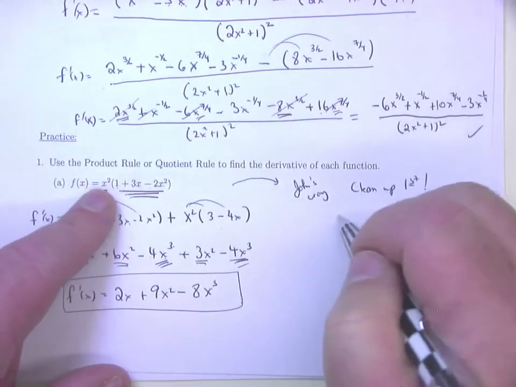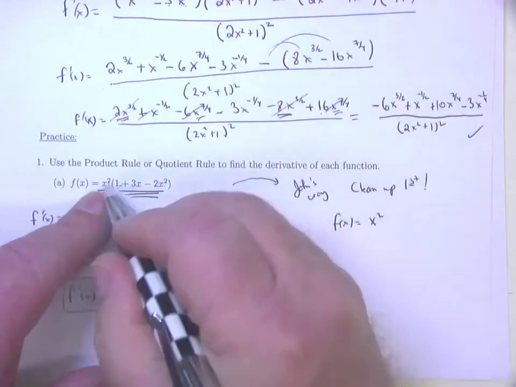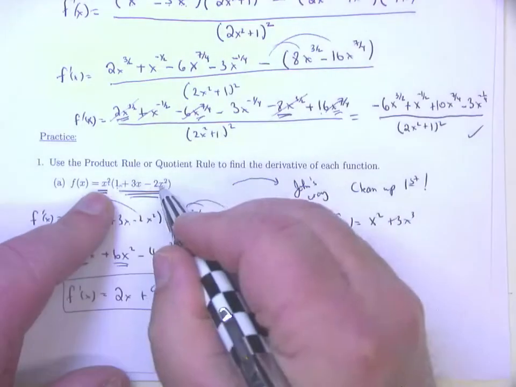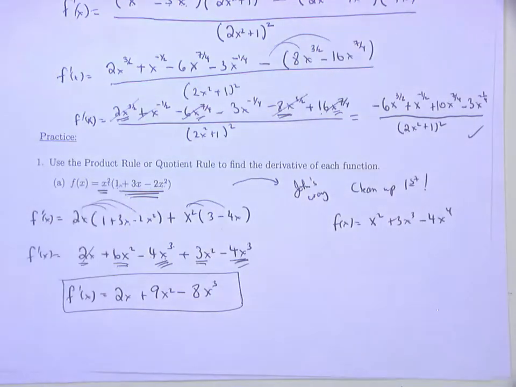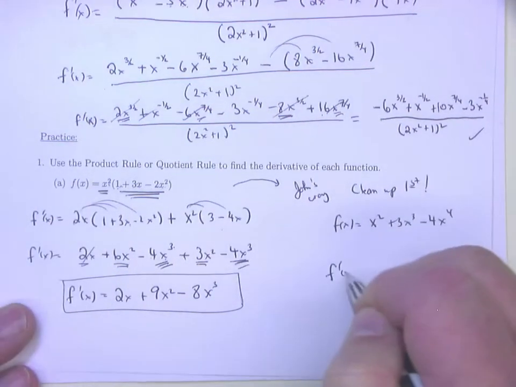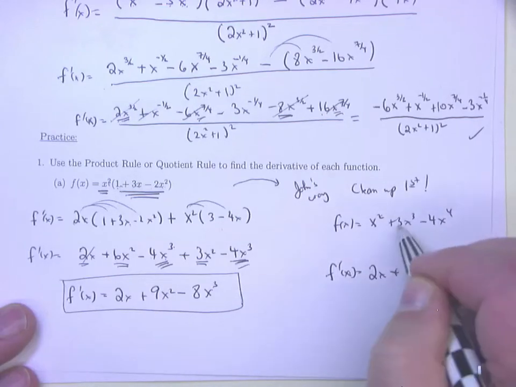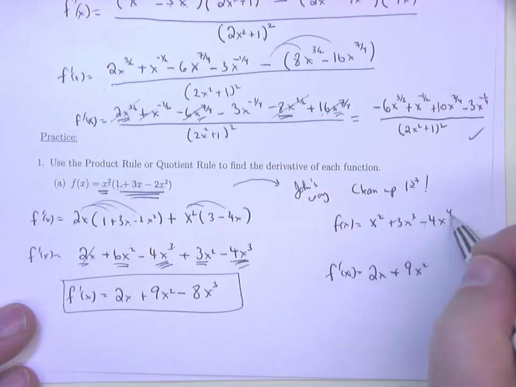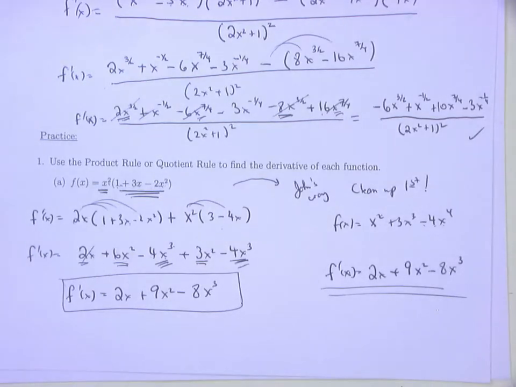I would distribute. So f of x would be equal to, what's x squared times 1? It's x squared. What's x squared times 3x? It would be 3x cubed. And x squared times minus 2x squared would be minus 4x to the 4th. When you multiply, you add exponents. Now take the derivative. What's the derivative of x squared? 2x. Plus what's the derivative of 3x cubed? 9x squared. What's the derivative of minus 4x to the 4th? Minus 8x, subtract 1, cubed. There's my answer.